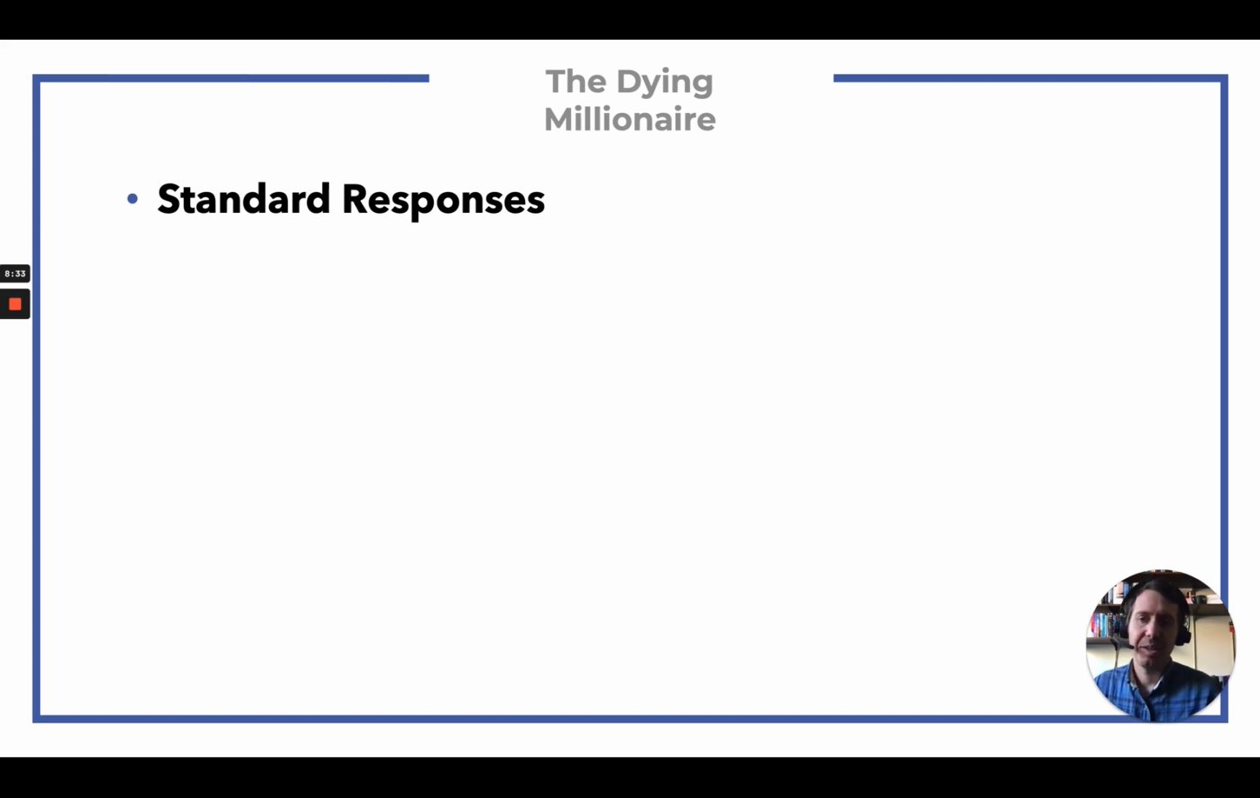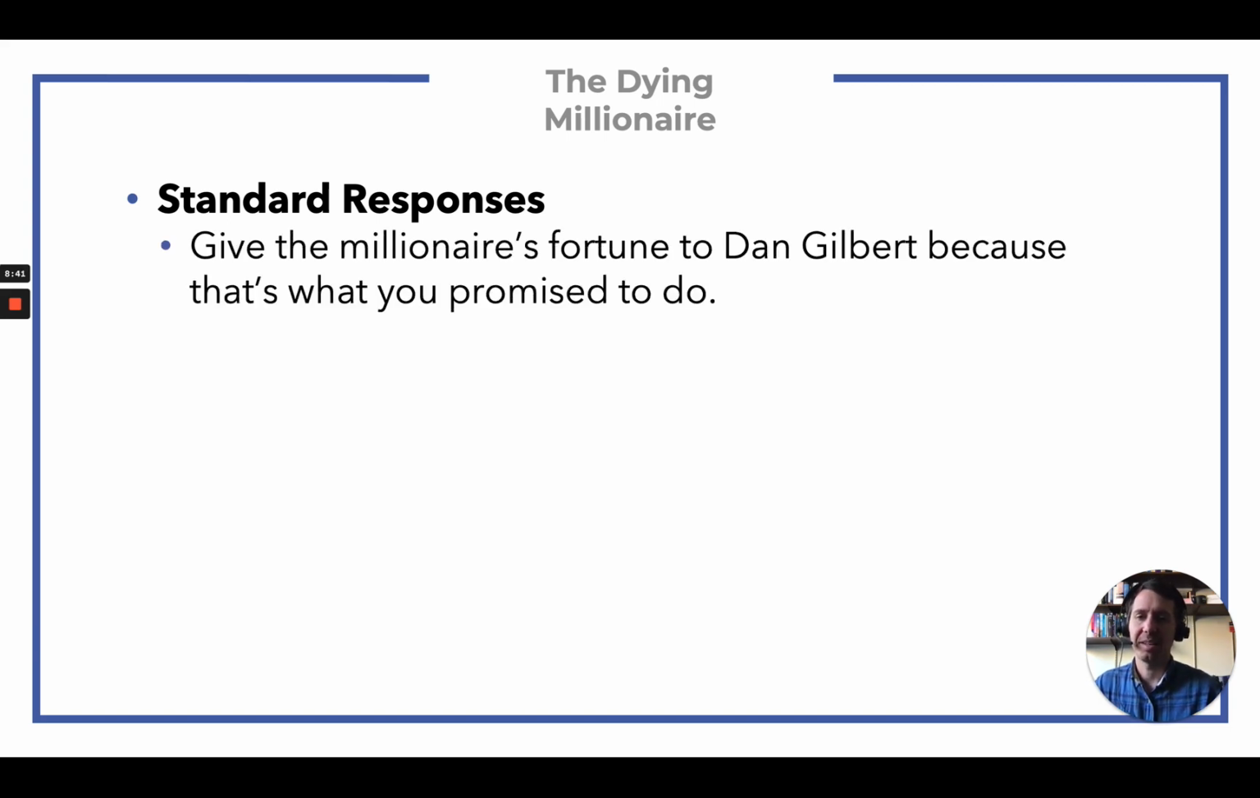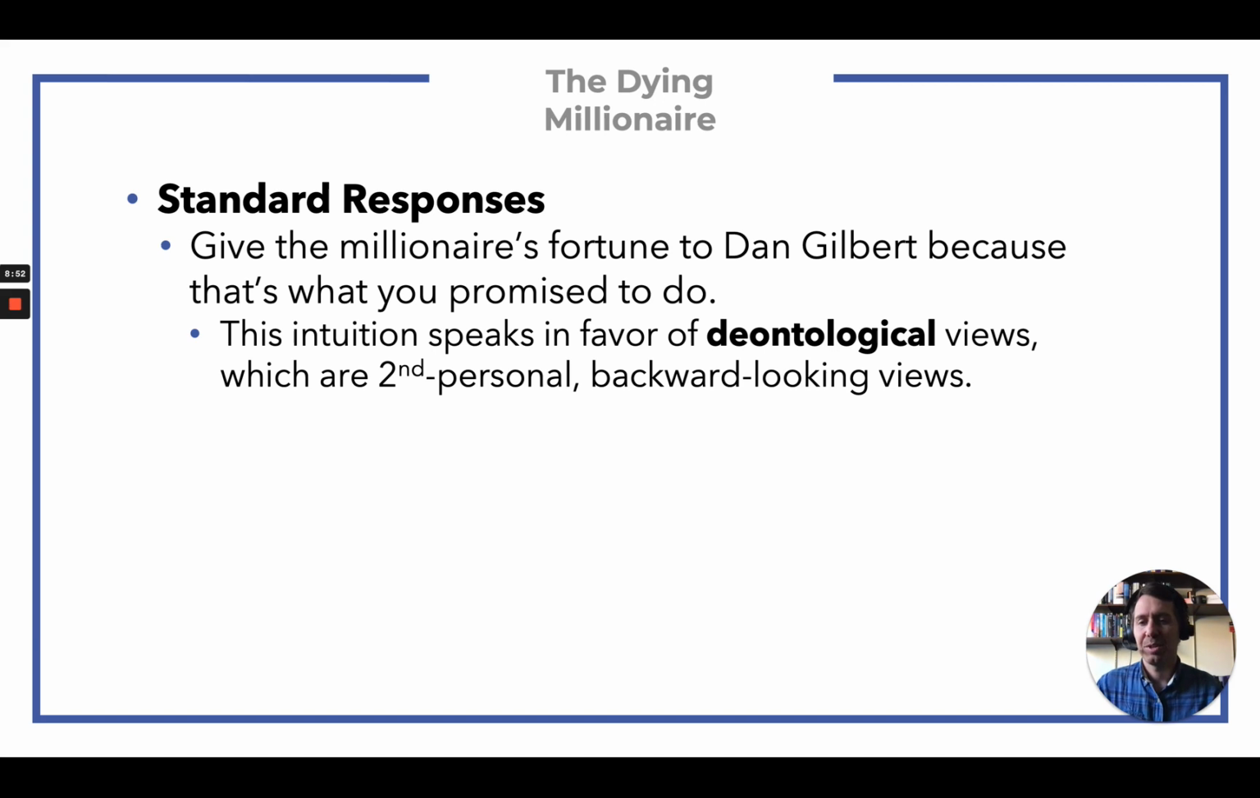The final thing I want to do here in this video is just say, well, there's some standard responses. So there's sort of like two obvious choices, right? On the one hand, you might think we should give the millionaire's fortune to Dan Gilbert because that's what you promised to do. And breaking a promise is wrong, and so you've got to give the money to Dan Gilbert. People who have this intuition might be more on the deontological side of things, right? So they think that there are some things that you have to do, even if they're not going to bring about the best results, just because of something that happened in the past.